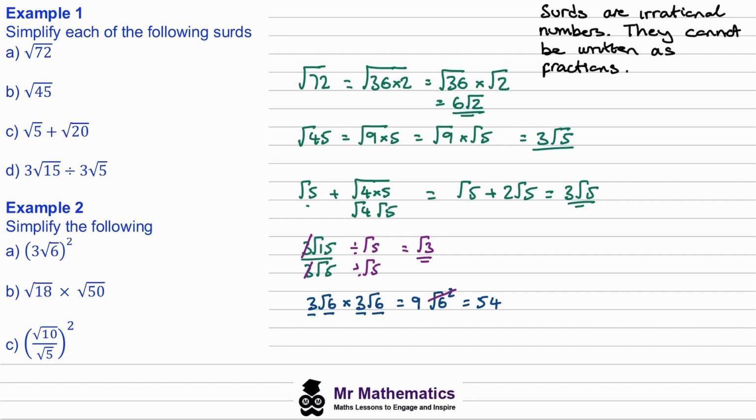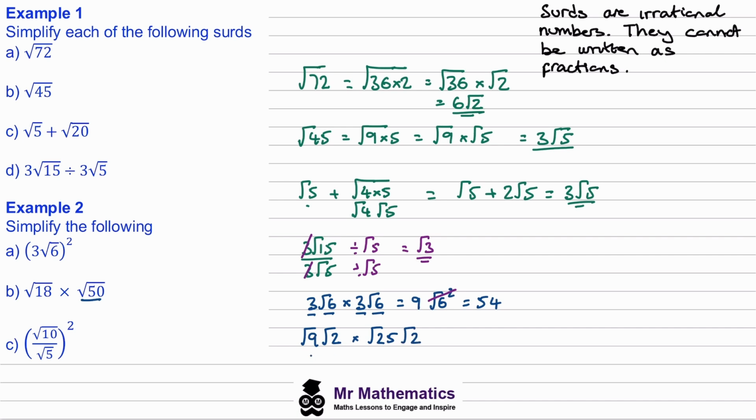For part B, root 18 times root 50. Now we could multiply the 18 by 50, but it's a lot easier to simplify each of these first. We know the square root of 18 can be written as root 9 times root 2, and the square root of 50 can be written as root 25 times root 2.